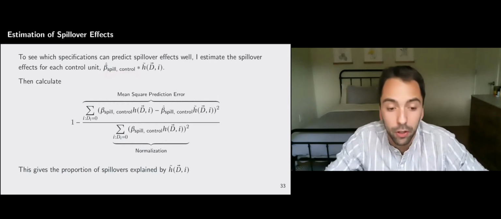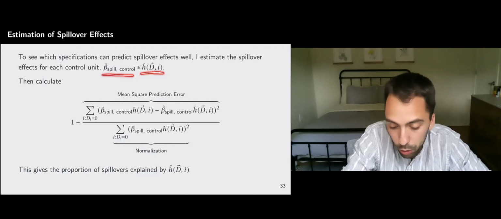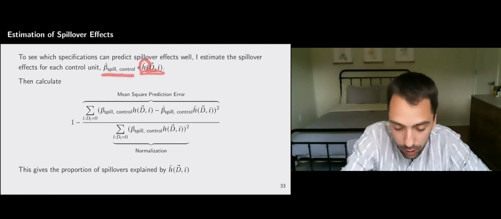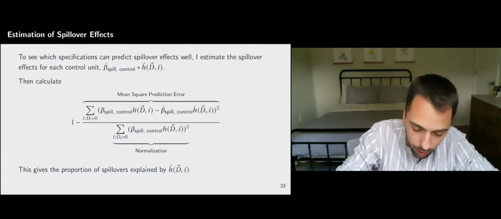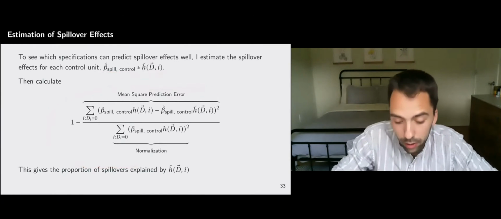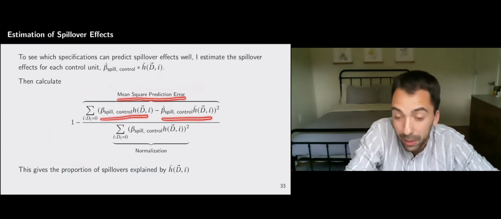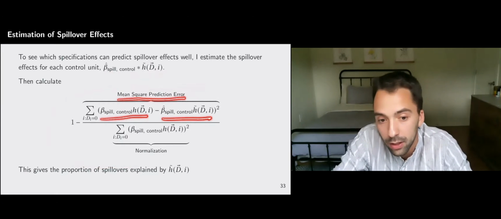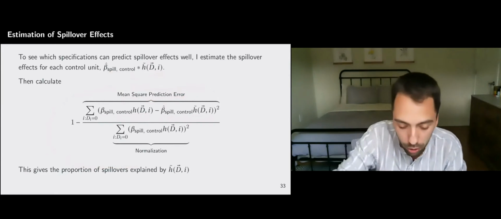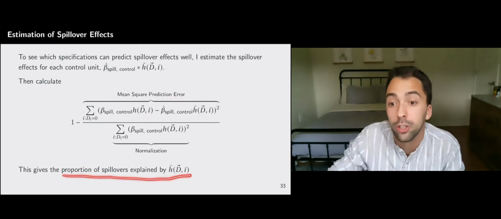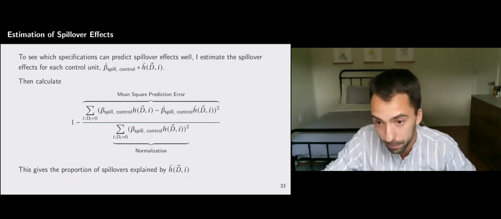I estimate the spillover effect for each control unit. So I just plug in the exposure mapping that I'm using, potentially wrongly specified, times the point estimate. And then I'm just going to do a big thing, but the number is the mean squared prediction error. So how close do I get at accurately estimating that particular county's spillover effect? And then I normalize and I do 1 minus that, just so the number I get is the proportion of spillovers that I am able to explain for a given exposure mapping.